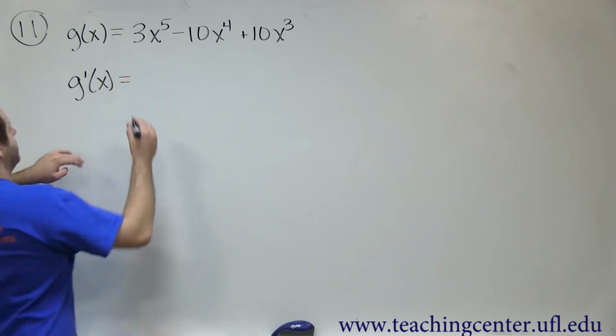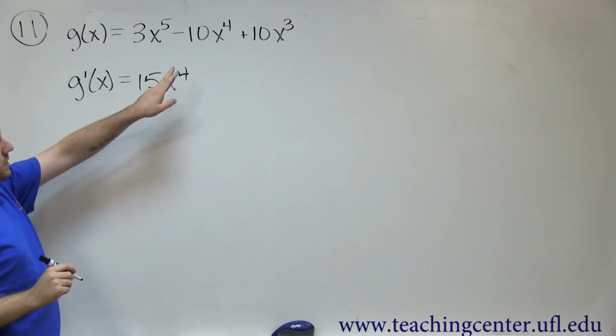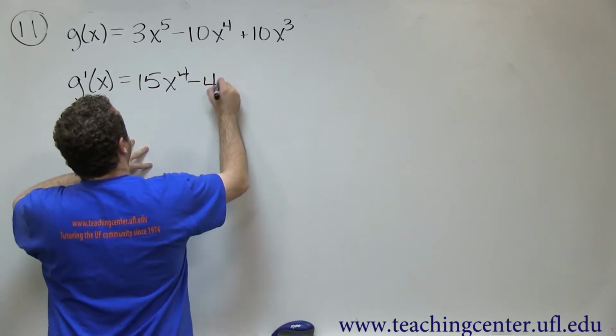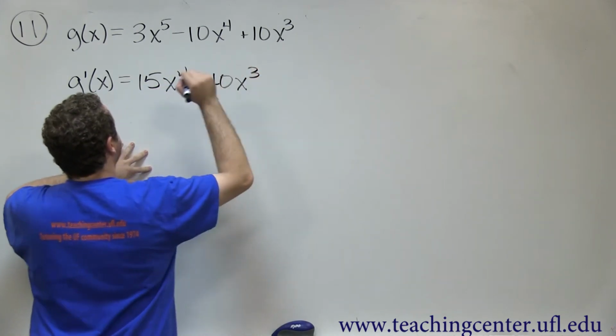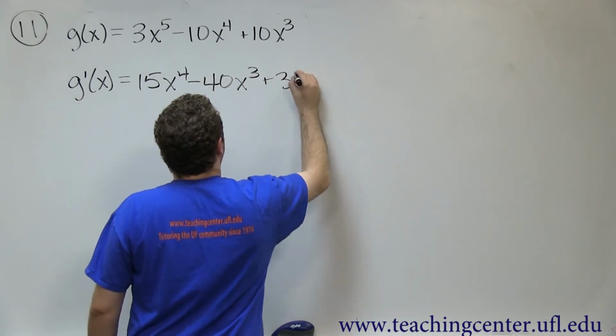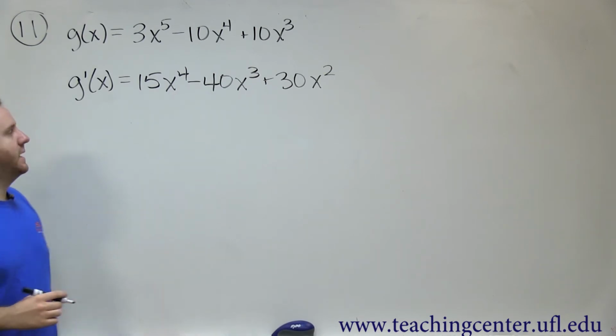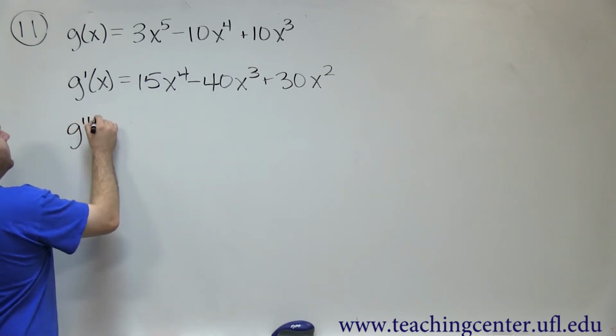If we bring down the 5, this would be 15x to the fourth. Here we bring down the 4, we get minus 40x cubed. And we bring down the 3 here, plus 30x squared. So that's our first derivative, but we need to get the second derivative. So let's do it again.